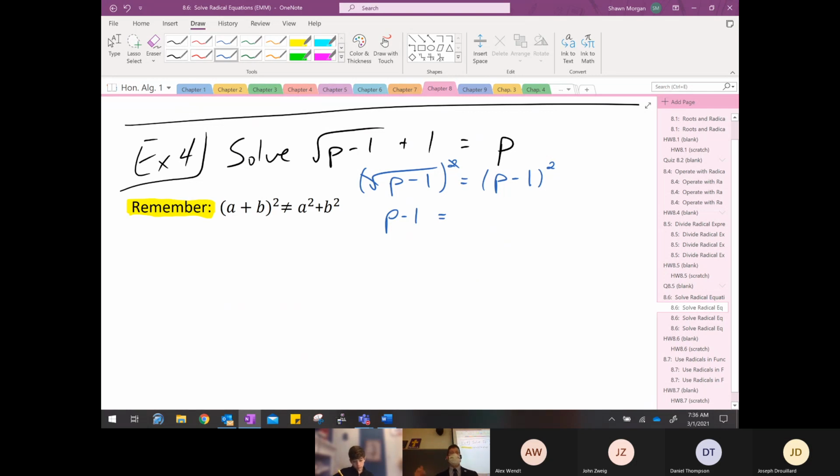It's a FOIL problem. Now, hopefully, you guys are up to snuff on this, that you can FOIL in your head at this point, especially when it's squaring a binomial. Can you guys do that? You get p squared minus 2p plus 1.